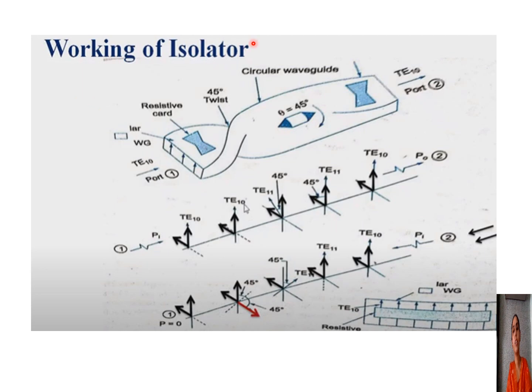So this explains the internal working of the isolator, where we have employed the Faraday rotation by using the ferrite, and we have employed the two resistive cards in the larger dimension of a waveguide, and also employed a twist here in the waveguide. So this explains the total internal working of an isolator.